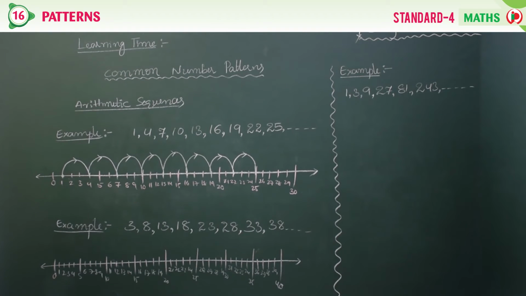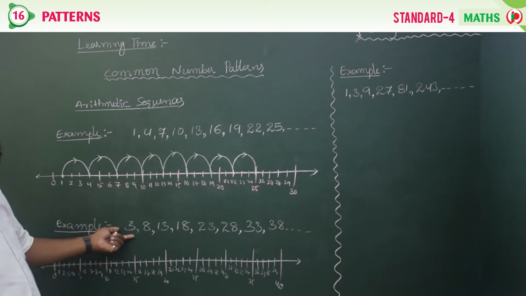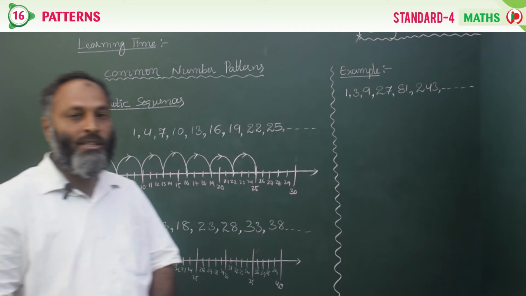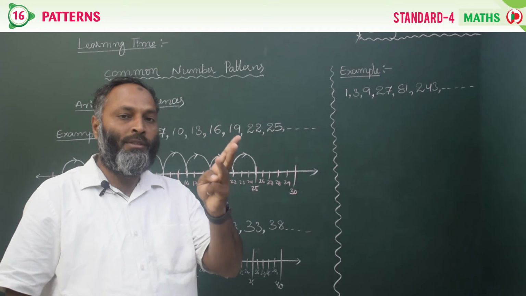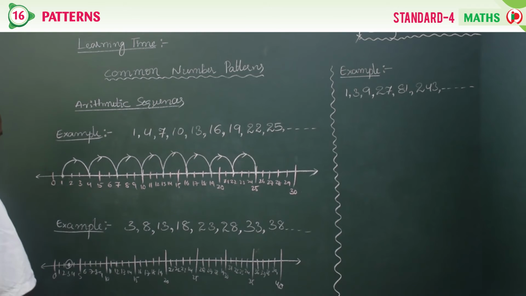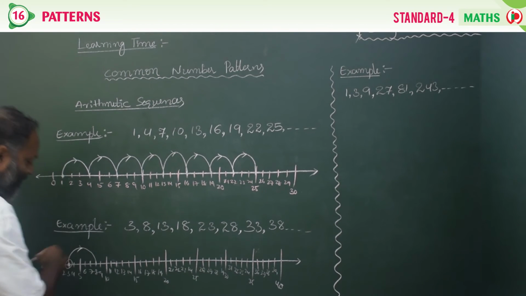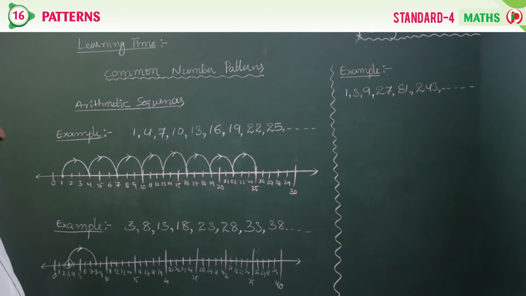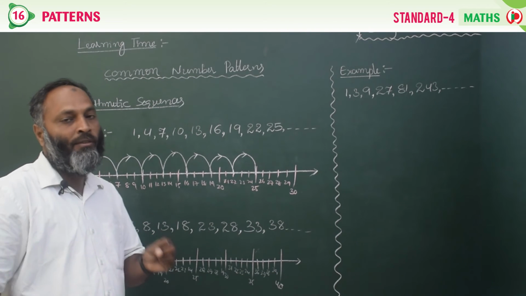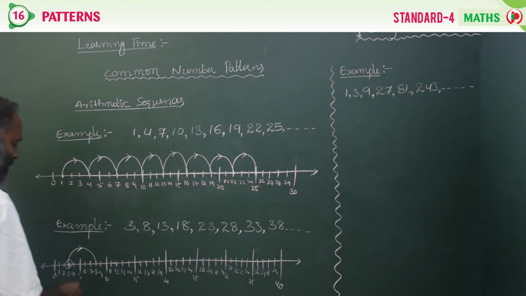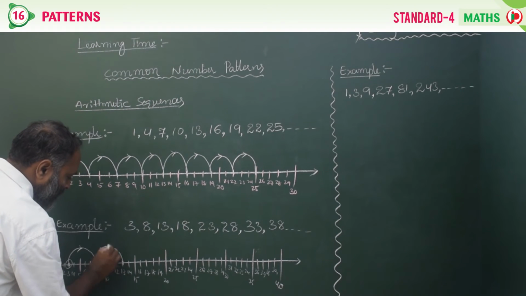Now, where should we start? From 3. Where is 3 here? Locate your point at 3. Then add 5 to this 3: 4, 5, 6, 7, 8. So this is 8. If you add 5 to this 3, you will get 8. Again for this 8, add 5: 9, 10, 11, 12, 13. You will get 13. So from 8 to 13.